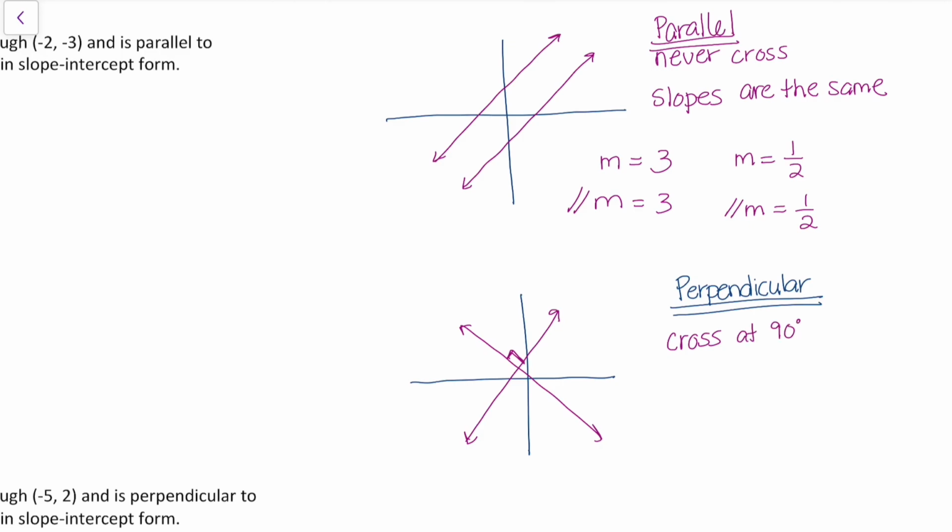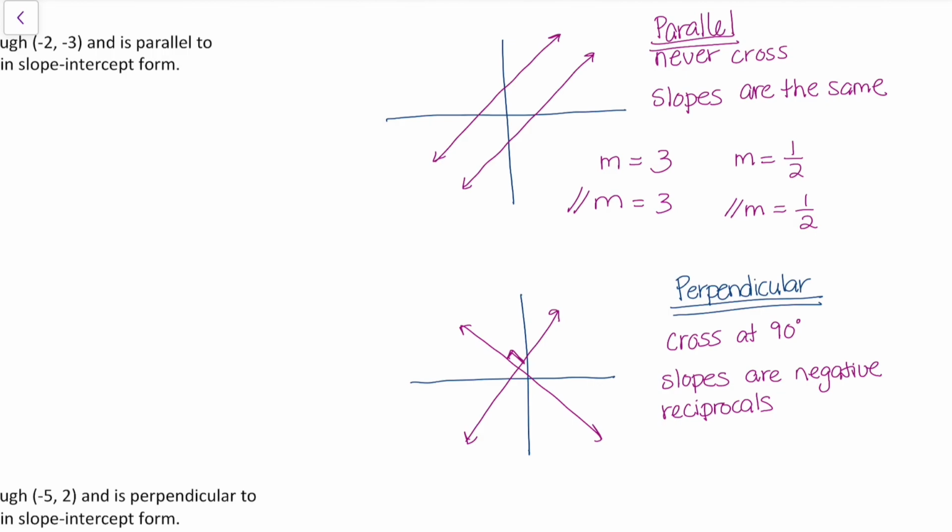In order for that to happen, the slopes are negative reciprocals of each other. What does that mean, negative reciprocals? Well, one of them has to have a positive slope, and one of them has to have a negative slope. And their slope, the numbers or the steepness of their slope, has to be the exact opposite or reciprocals of each other.